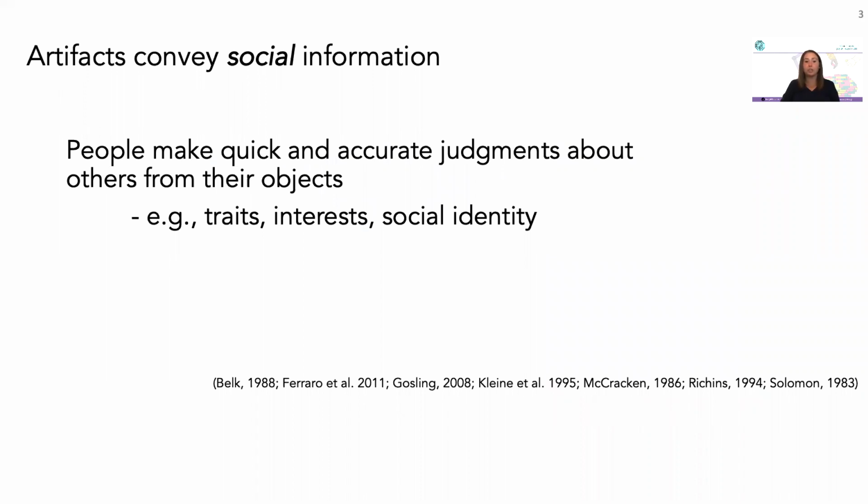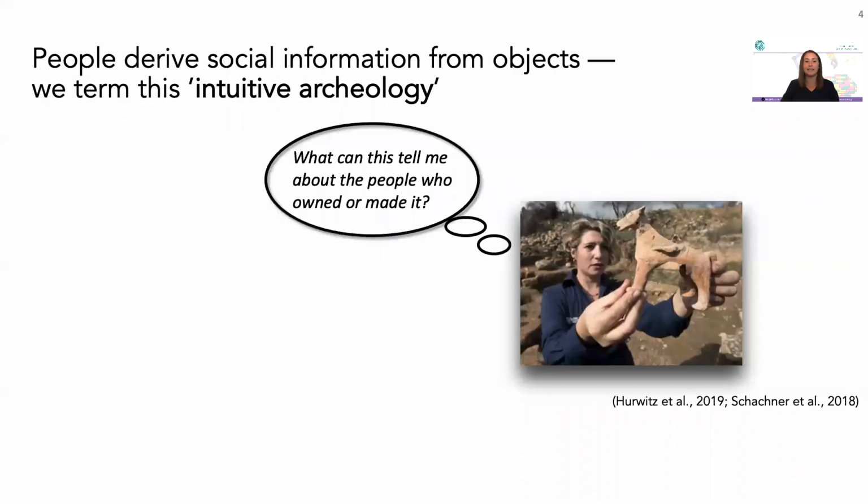We know from work in social psychology that people make quick and accurate judgments about others from their objects, such as a person's traits, interests, and even their social identity. We refer to this process of inferring social information from an artifact's features as intuitive archaeology. When an archaeologist pulls an object out of the ground, they don't just consider its physical properties. They ask what the object can tell them about the people who created it. Like intuitive archaeologists, we too make social inferences from objects others create.